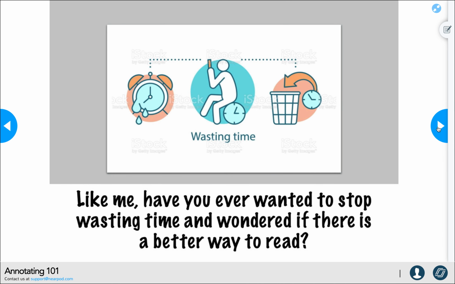So, like me, have you ever wanted to stop wasting time and wondered if there was a better way to read? Because our time is limited, right? You have lots of classes that you have to deal with. So the last thing you want to do is spend a ton of time reading for your English class and just be lost. So I'm going to show you how to do that.